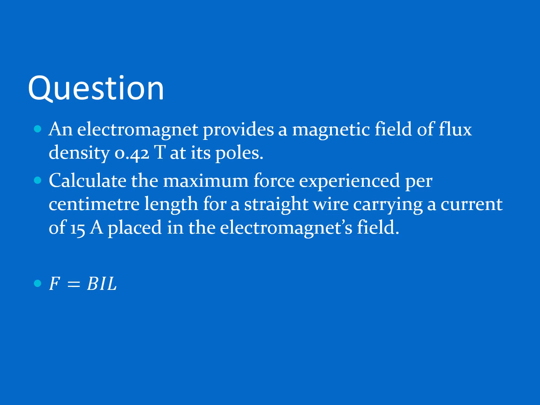Per centimeter is implying that it's the force per centimeter, so we can think about one length of a centimeter, so we can substitute into the equation. So the magnetic field strength, or the flux density, is 0.42, current is 15 amps, 1 centimeter is 0.01 meters. Put that into your calculator, we get a force of 6.3 times 10 to the minus 2 newtons. So that's a force per centimeter. So each centimeter will experience that.